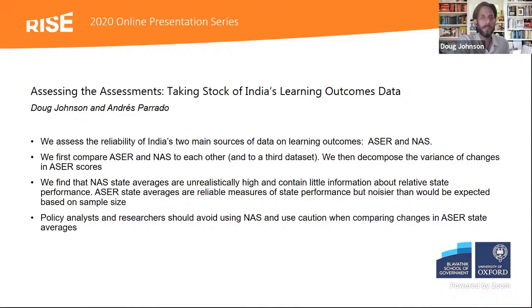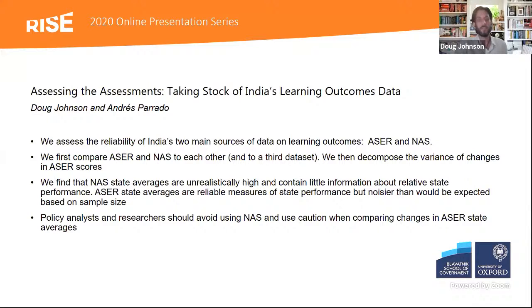I'll be presenting some joint work I did with Andres Prado, who's now with GiveDirectly. He was at ID Insight when he did a lot of this analysis. To set the stage a little bit, in India, there are two main sources of data on learning outcomes. You have the National Achievement Survey, which is a government-run survey, which tests for basic learning competencies, and which uses a school-based sampling strategy and focuses on government schools.